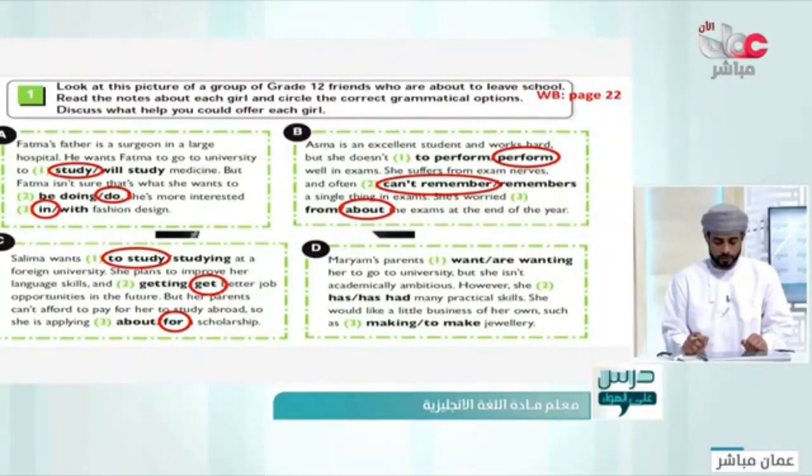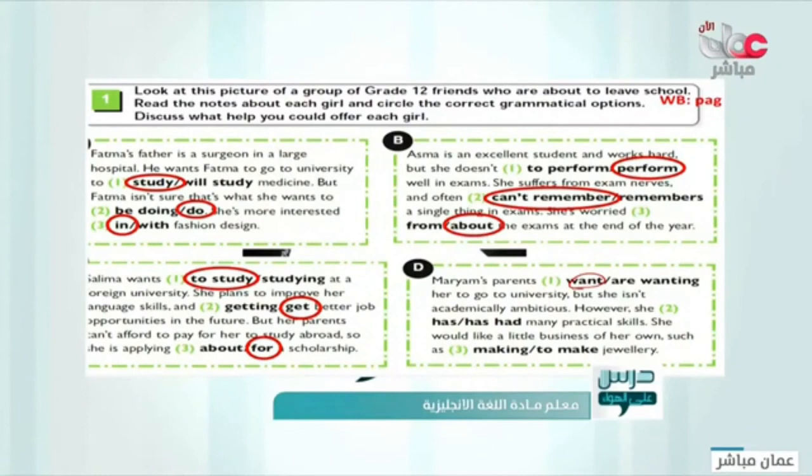Mariam's parents want or are wanting her to go to university, of course. Want, because it's a short verb. Her to go to university, but she isn't academically ambitious. However, she has or has had many practical skills. She has many practical skills.